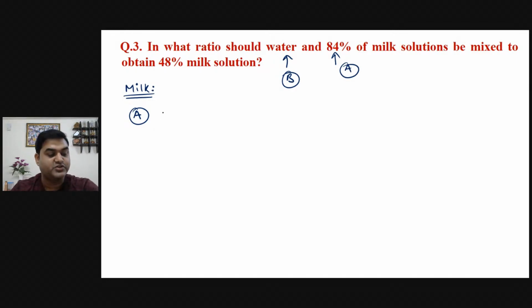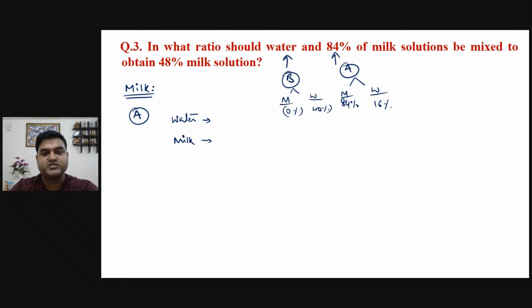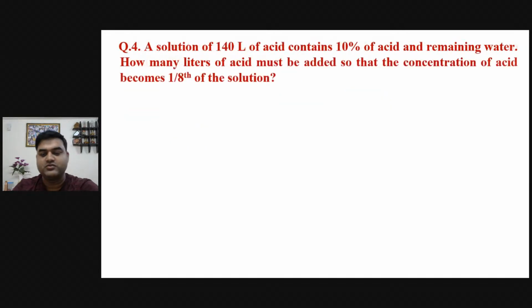Solution A has got how much water and milk? Let's write here water and milk. Solution A has got milk of 84% and water percentage is 16%. We have got in water, how much milk is there? 0. And how much water is there? 100%. So just write it down and then it will be very easy to do the sum.